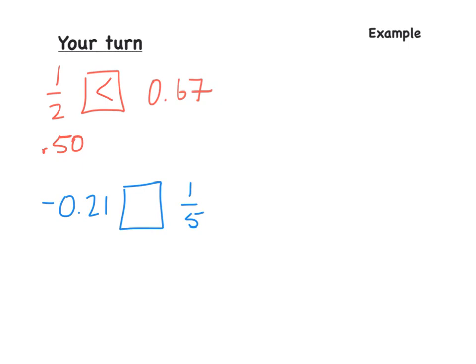But if you don't think of it that way, let's think of it like this. What is 1/5? How do you write that as a decimal? You write that as 0.20. So which one is larger? A negative 21 hundredths or 20 hundredths? The answer is 20 hundredths.